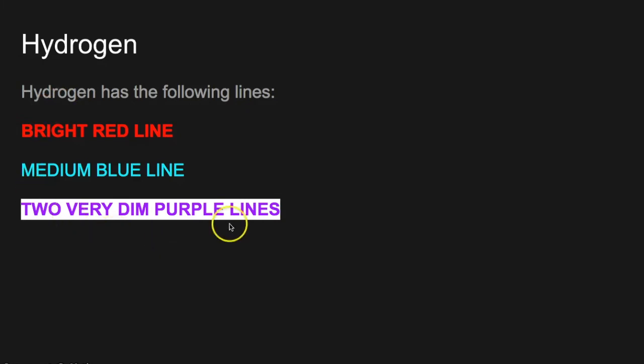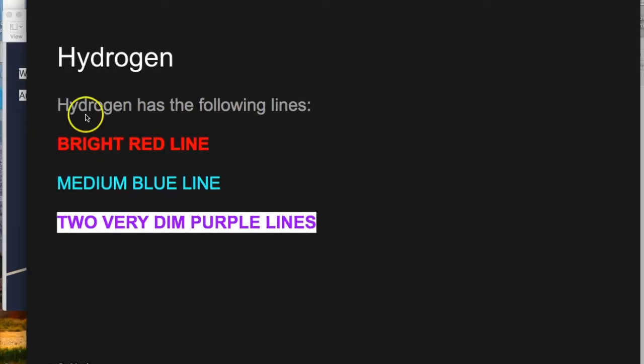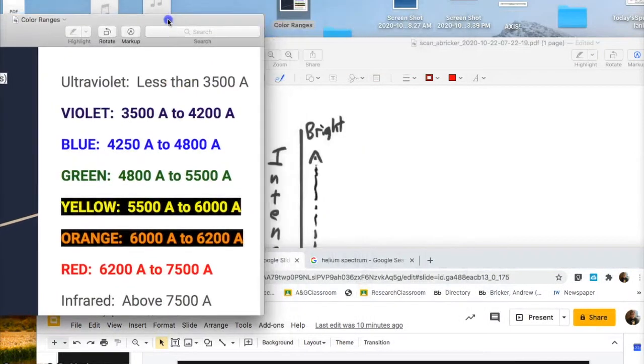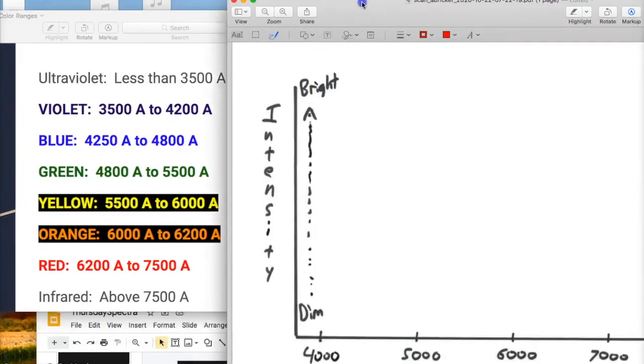So get this written down somehow, because I'm about to go away from here. We're going to do a bright red line, a medium blue line, and 2 very dim purple lines. And I'm going to show you how to do that on your spectrum. All right, here we go. So I'm going to need this right here, these colors, and I'm going to need my blank spectrum.